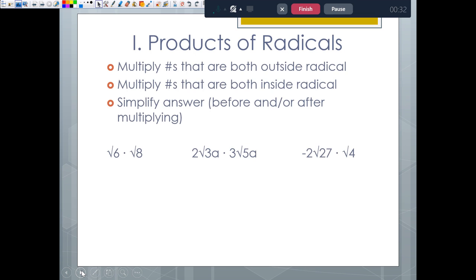Alright, so the products of radicals, we multiply the numbers that are both on the outside of the radical, multiply the numbers that are both on the inside of the radical, then we simplify our answer. You can either simplify beforehand or after. It's really up to you. Okay?